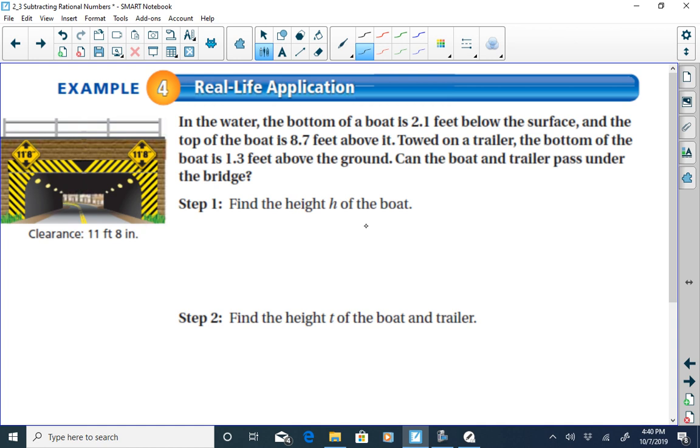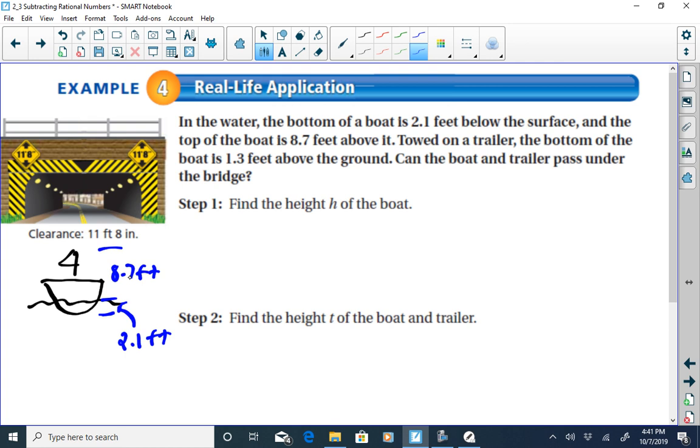Step number 1, we need to find the height of the boat. And I tried to draw a little picture for my students. So if here's the water, right, and here's our boat, we have, let's see, 2.1 feet below the water. So from here to here, right? That space in there, that's 2.1 feet below the water. And then we have 8.7 feet above the water. So that's here to here, right? That's 8.7 feet.